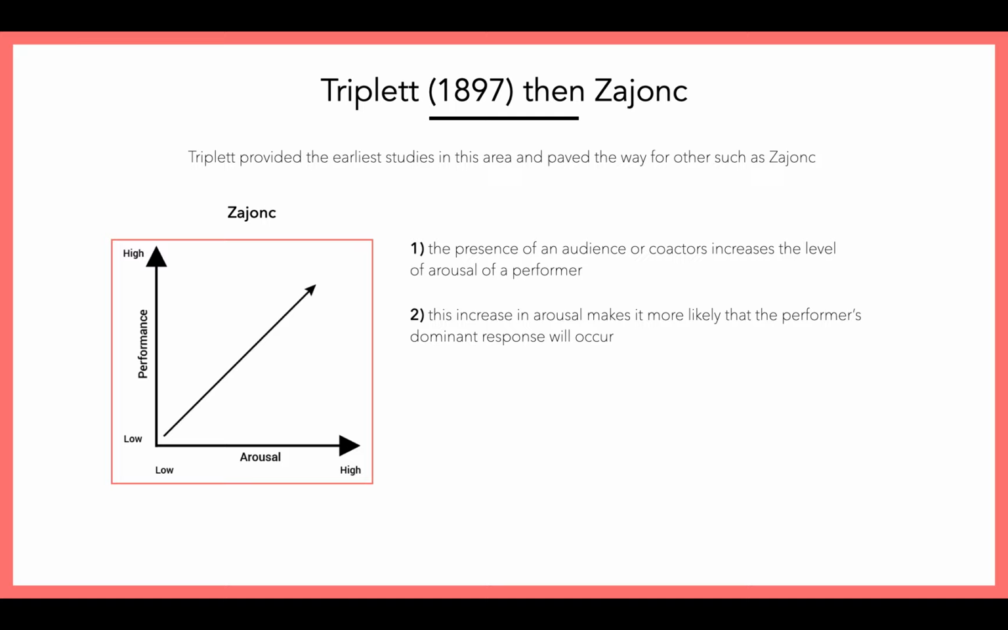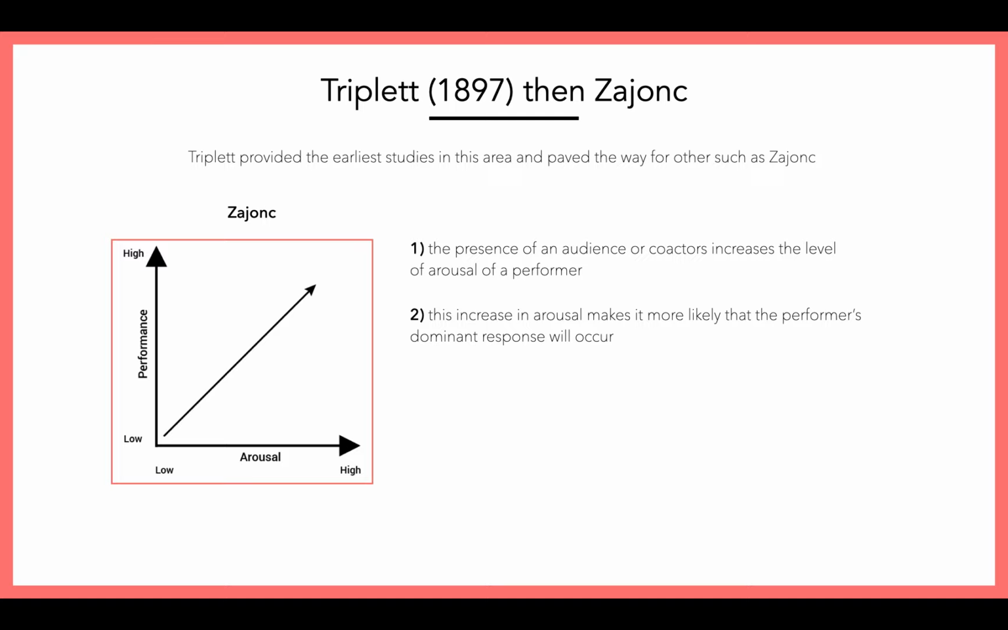So it may lead to high performance, but what he was saying is that when you have high arousal, you'll use your dominant response. And a dominant response is a skill that's well learned. Okay, you're in that autonomous stage. It's well practiced. You've rehearsed it. You've done it a lot of times before. So when your arousal's up, that's what you're going to do when you're reacting to the stimuli.